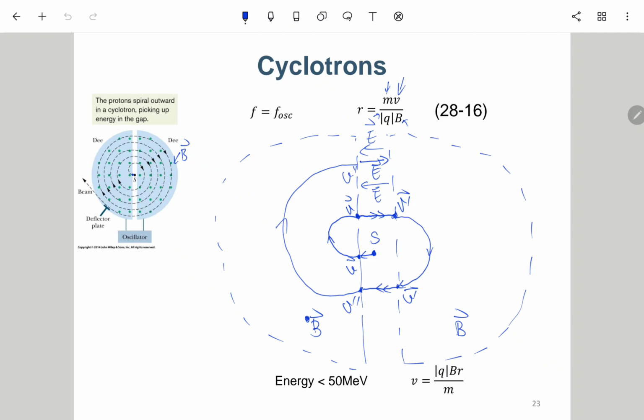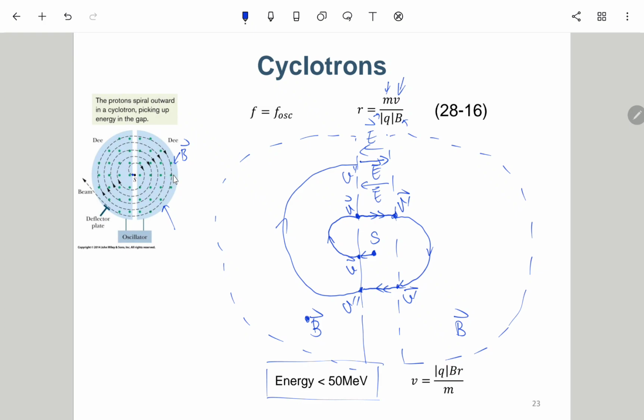Okay, so the limitation for the synchrotron is that it cannot generate too high energy. The energy should be less than 50 mega eV. The reason is that we need to generate the B field in a large area, for a whole circle. Of course, we have a gap in between, but this 2D shape actually forms a whole circle.